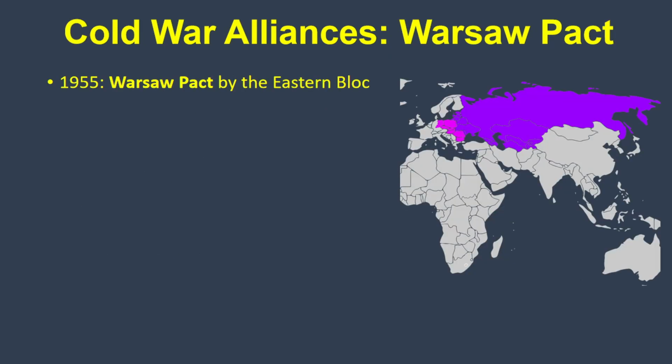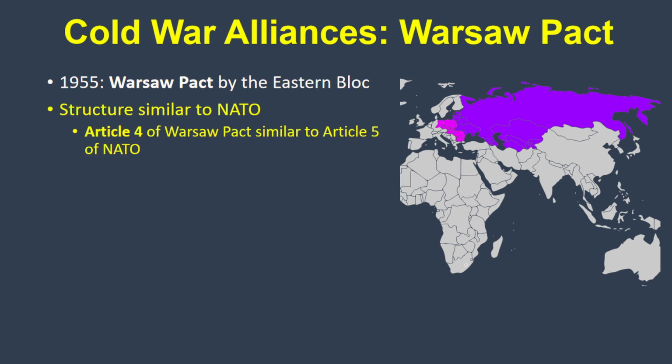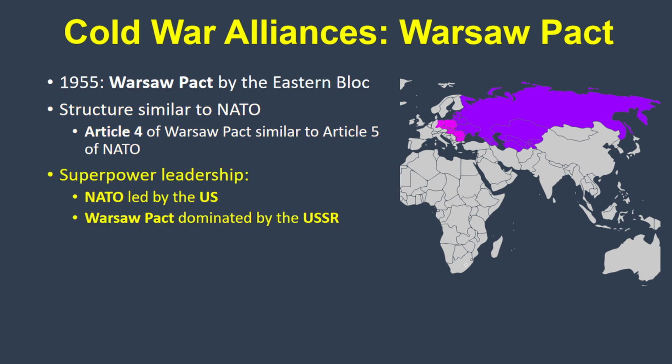In 1955, the Communist Eastern Bloc created the Warsaw Pact, which had basically the same structure. Article 4 of the Warsaw Pact was pretty much the same as NATO's Article 5. NATO was led by the US, while the Warsaw Pact was dominated by the USSR. Unlike the alliances that we saw in the World Wars, NATO and Warsaw Pact members never fought each other.